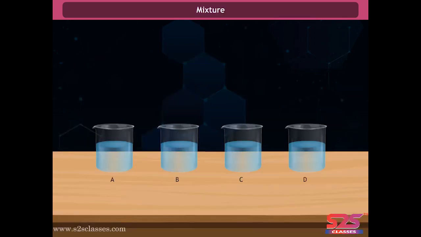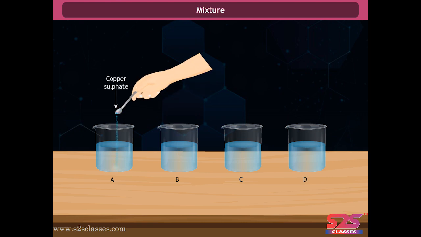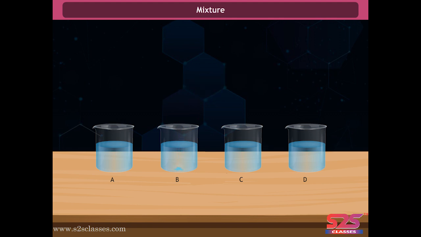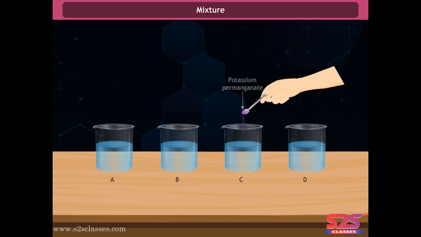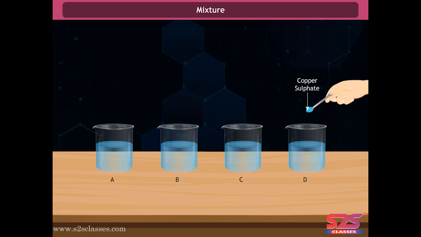Mixture. Mixtures can be homogeneous or heterogeneous. Let us explain with the help of an activity. Take 4 beakers containing some amount of water and label them as A, B, C and D. Add 1 spoon of copper sulfate in A and 2 spoons of copper sulfate in B. Add 1 spoon of copper sulfate and 1 spoon of potassium permanganate in C and 2 spoons of copper sulfate and 2 spoons of potassium permanganate in D.